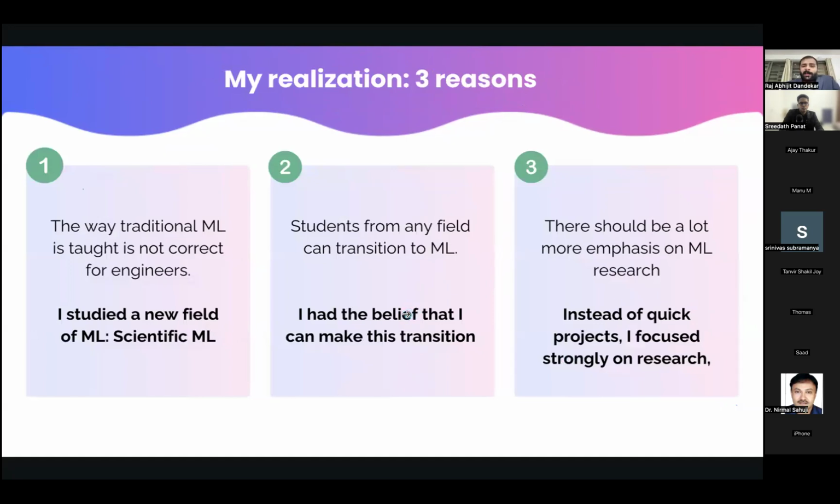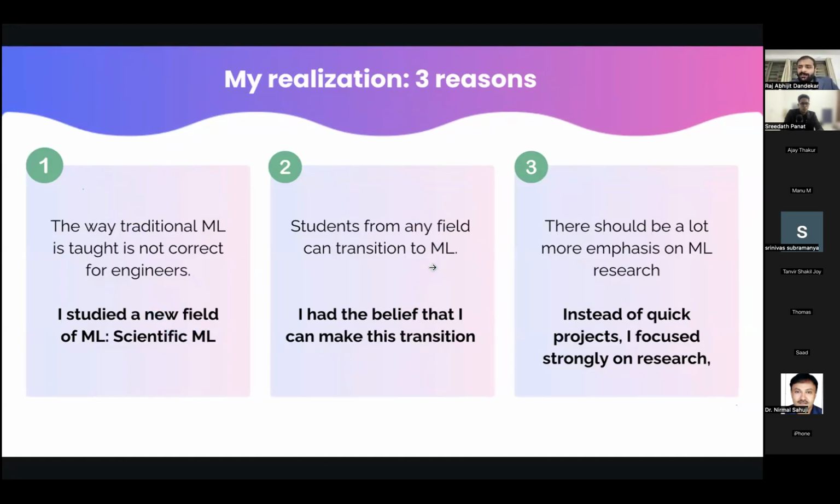Okay, so when I came back to India and looked back at why I could transition to machine learning so quickly and so effectively, I realized that there are three main reasons at the heart of it. The first major reason is that the way traditional ML is taught is not correct for engineers. I accidentally discovered this new field of scientific machine learning.